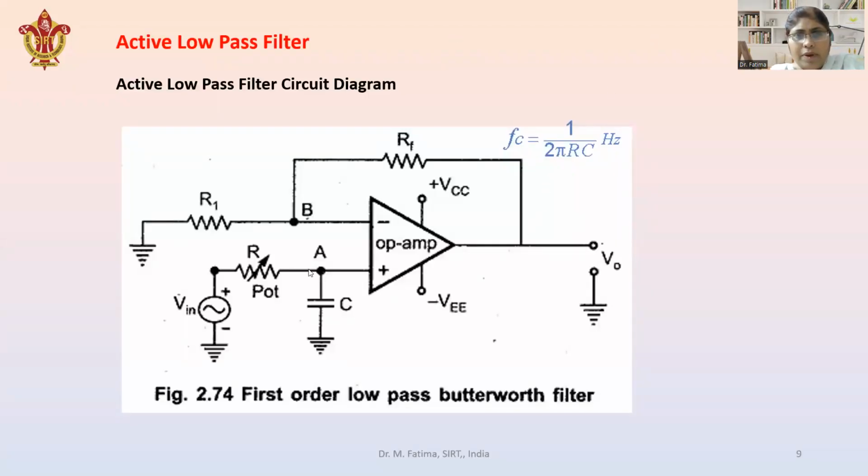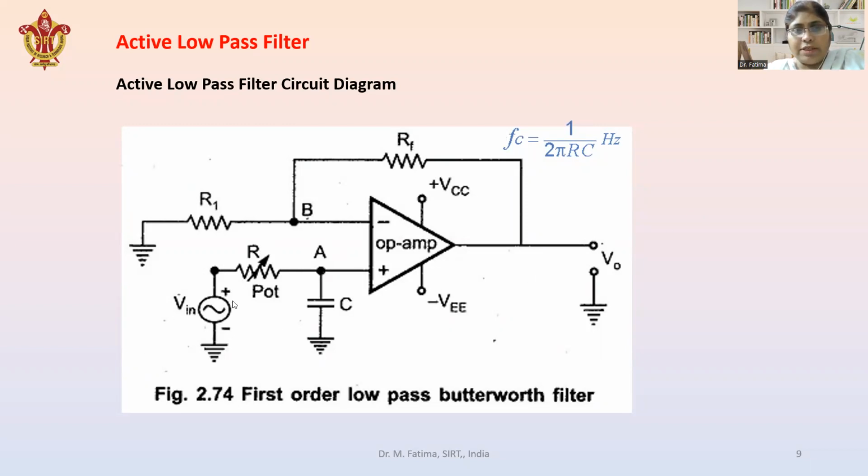So this diagram is showing the first order low pass filter. These active filters are also called Butterworth filters, named after the scientist who invented this. This FC is showing the critical frequency or cutoff frequency of the low pass filter. It is equal to 1 by 2 pi RC, where R and C are this resistance and capacitor. Depending on the values of R and C, the cutoff frequency will be decided.